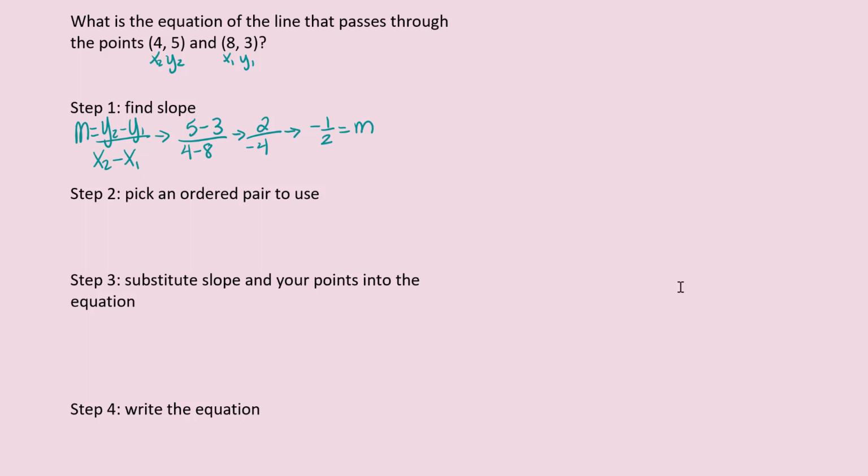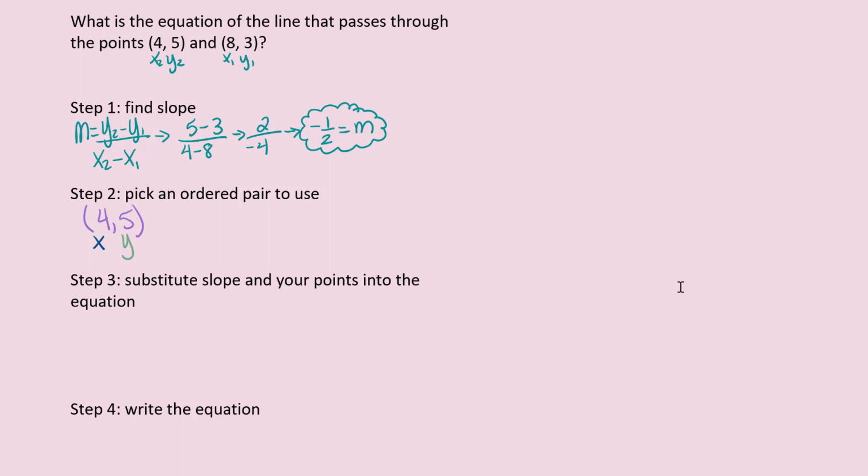I'm going to put my little cloud of importance around it so that I can find it again later, because it's actually a rather important part of our process. All right, next part is to pick an ordered pair to use, and you can choose whichever points you want. That's completely your choice. So let's go with (4, 5). Remember that 4 is x, 5 is y.